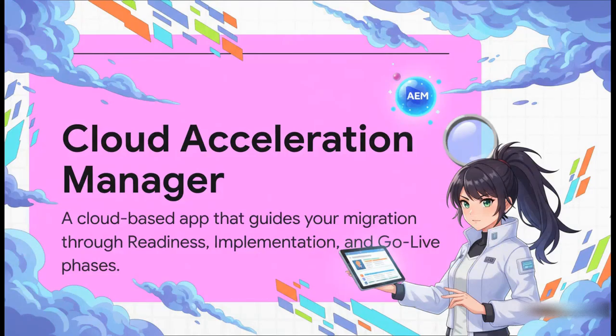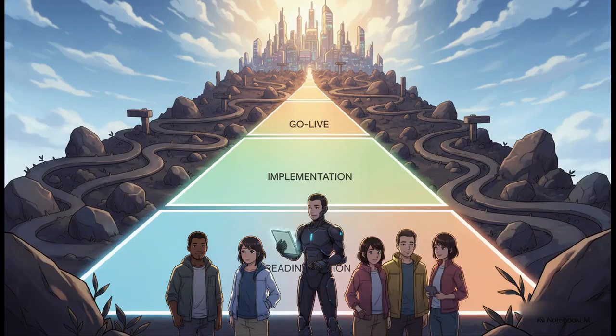First up is the Cloud Acceleration Manager, or CAM. The easiest way to think about CAM is as your dedicated project manager for this entire migration. It's a cloud app that guides you through the whole journey, and it keeps all the tools, the documents, and the best practices you need in one central place. And you can see why this is so valuable. CAM takes what feels like this huge, intimidating mountain and carves out a clear path for you to follow. It guides you step by step through each phase, making sure you hit all the right checkpoints and de-risk the whole process.